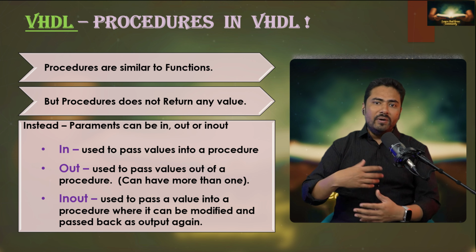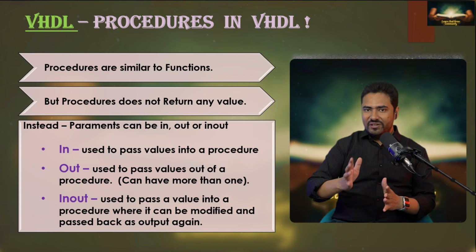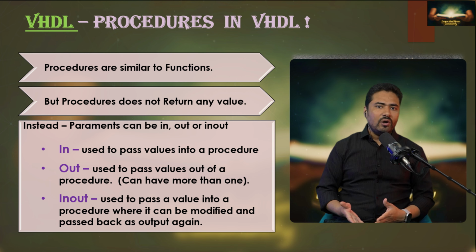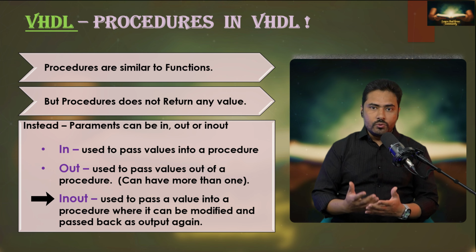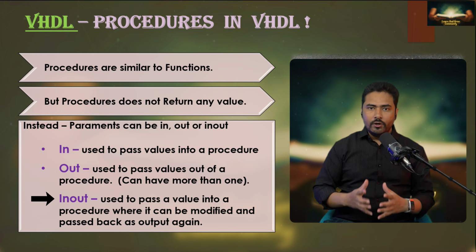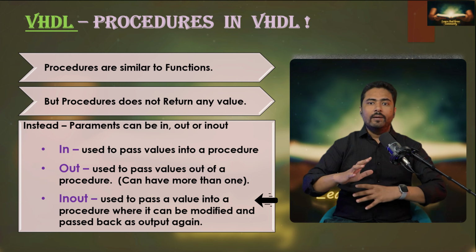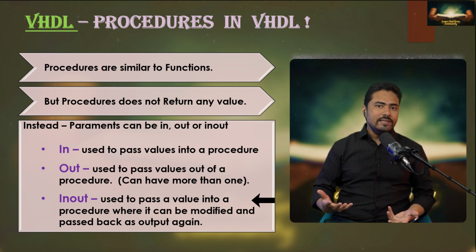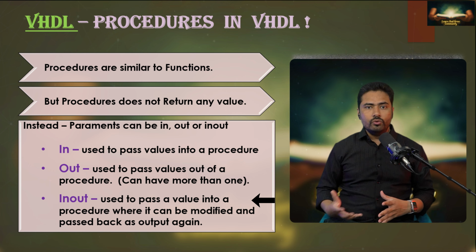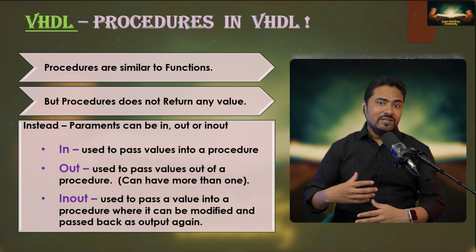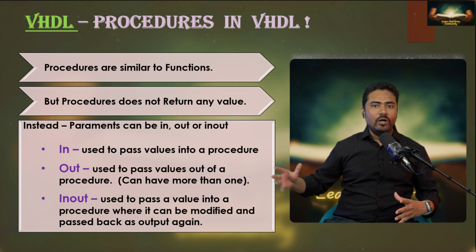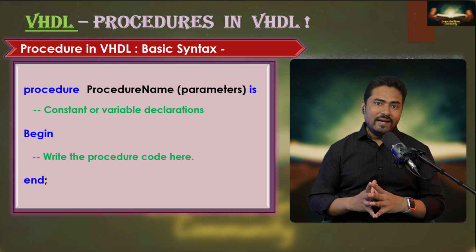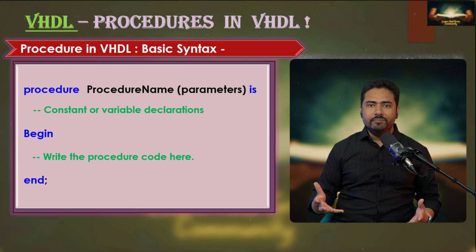Also, there can be multiple output parameters with VHDL procedures, which is not allowed with functions. Inout parameters allow you to pass a value as an input into a procedure, then it can modify it based on the project's needs, and then pass it out to the output. So it works like that, and that makes procedures versatile for many operations. Let's understand this concept with a simple example.